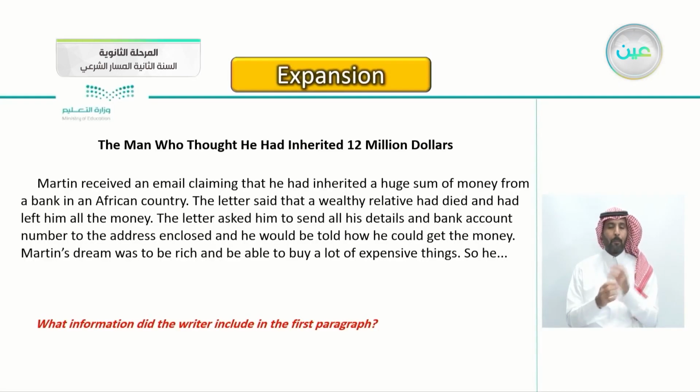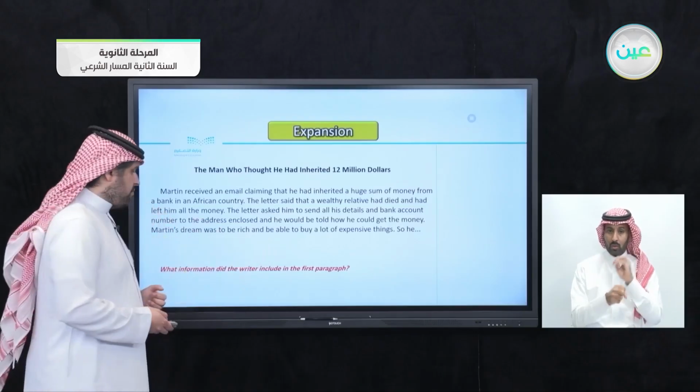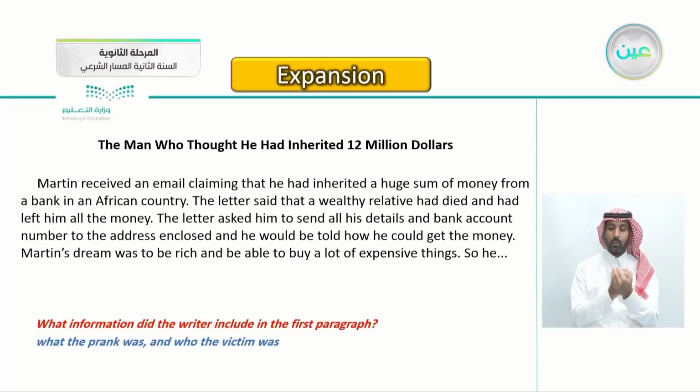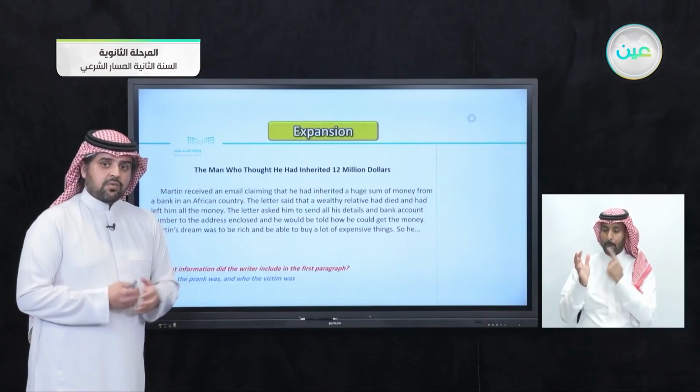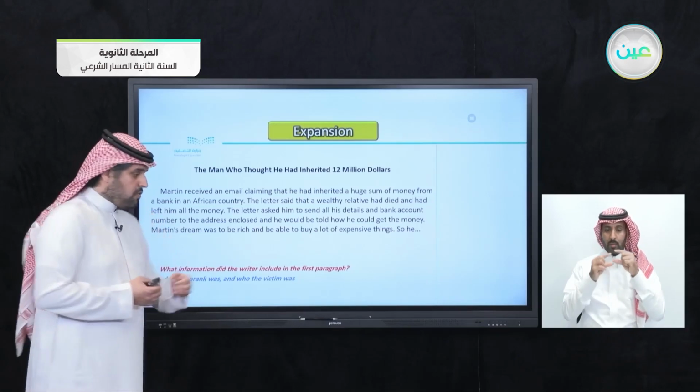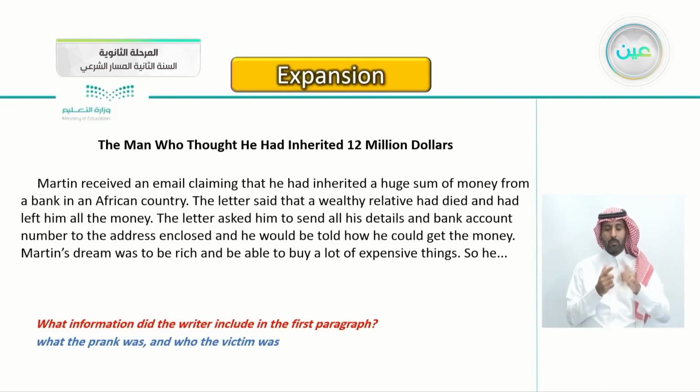What information did the writer include in the first paragraph? If you notice the paragraph, this is the first paragraph. What information? Try to guess the information. Yes, very good. What the prank was, that someone, Martin, received an email, and who the victim was, Martin. So from the first sentence, you can see what the prank was and who the victim was. The victim was Martin, and the prank was that he received an email claiming that he inherited a huge sum of money.